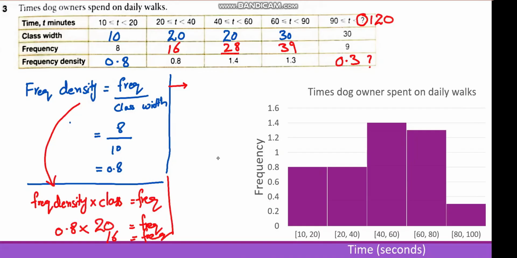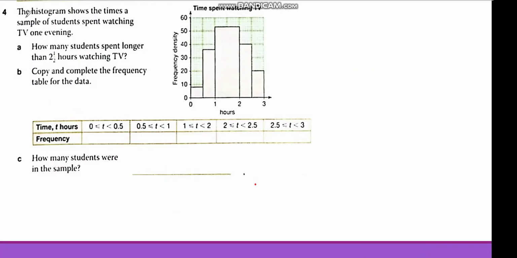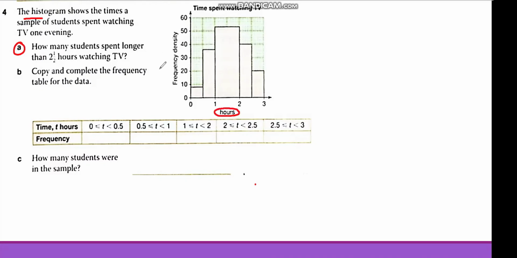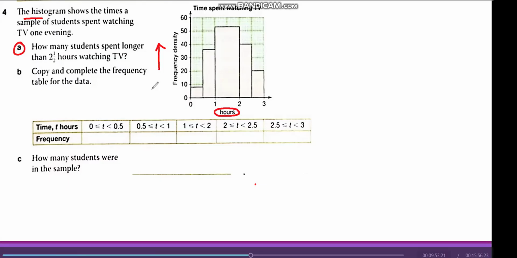Now let's proceed to the next question. In question number 4, it says the histogram shows the times a sample of students spent watching TV one evening. In part A, it says how many students spent longer than 2.5 hours watching TV. We are given the number of hours on the x-axis, and on the y-axis, it's mentioned frequency density. So we know that for unequal class width, we use frequency density.